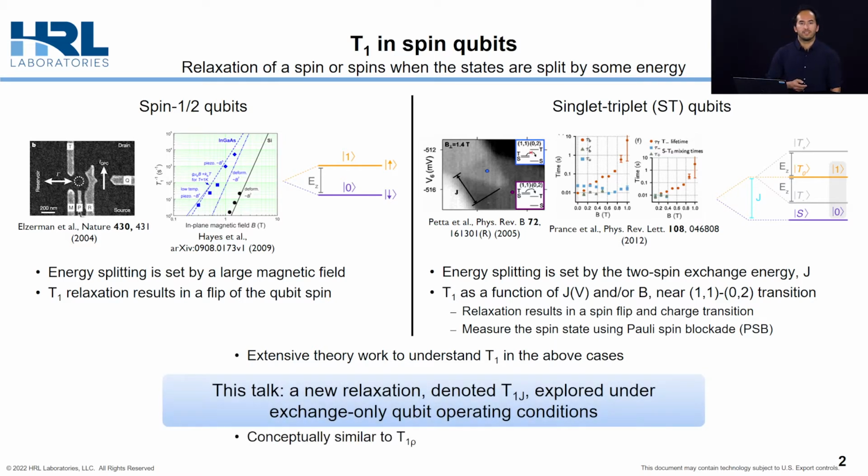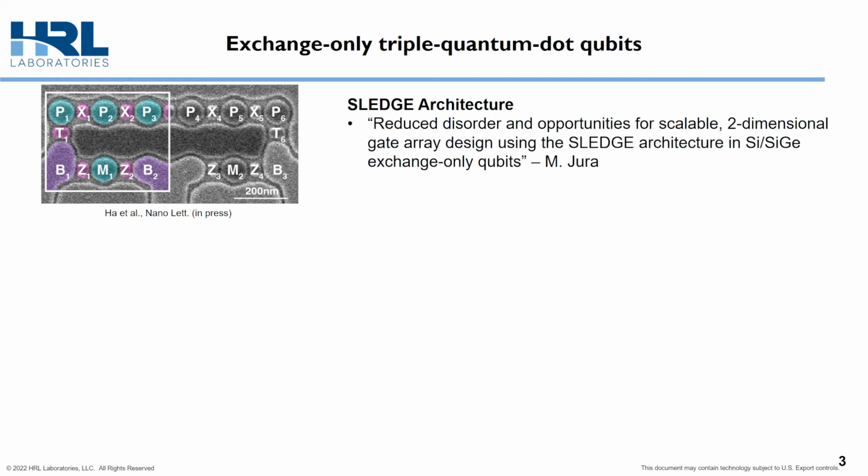and what I will discuss in this talk is a new relaxation with its characteristic time denoted T1J, and explore it under exchange-only qubit operating conditions. We at HRL work on exchange-only triple quantum dot qubits. And here you can see an SEM of a 6-dot array in the SiGe architecture, which is similar to the device I will be discussing today.